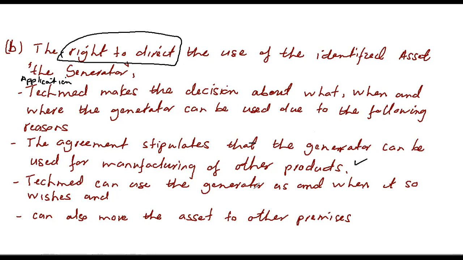TechMate can use the generator as and when it so wishes. You are told all that, supporting the point of right of use. You get a mark for that. And can also move the asset to other premises. You get a mark for that because all that was given in the scenario. Does it make sense?